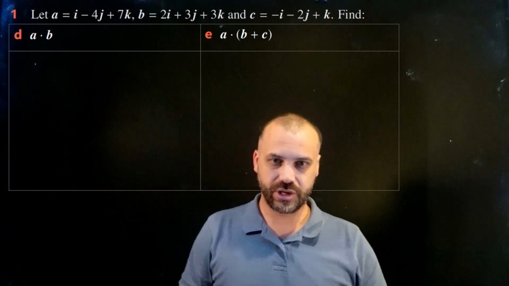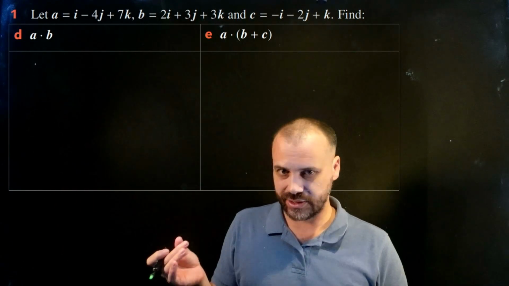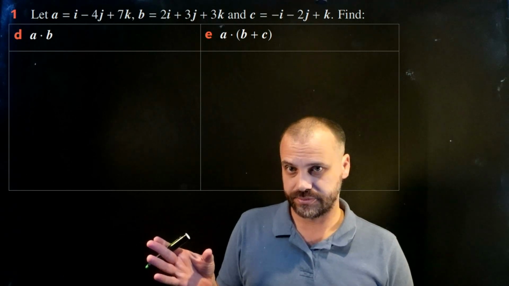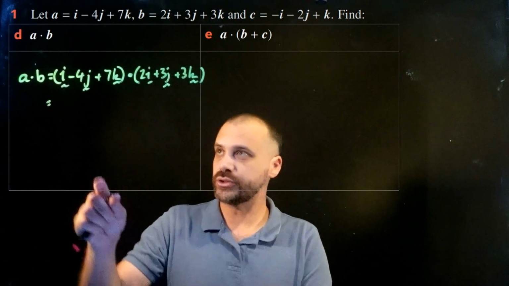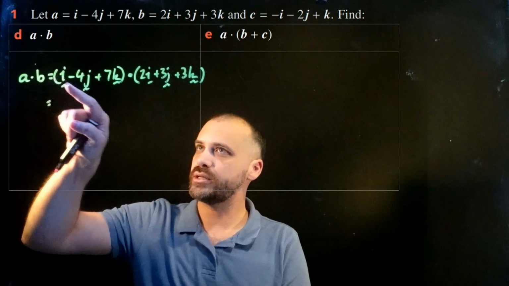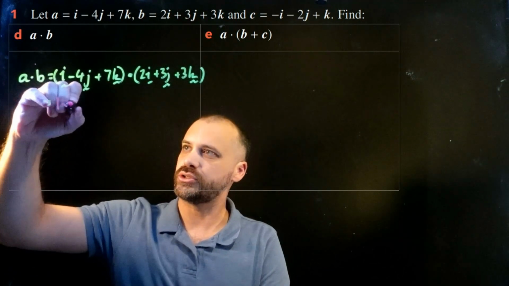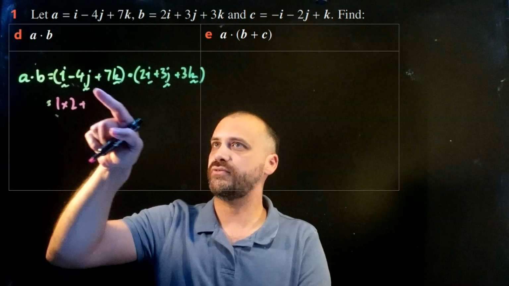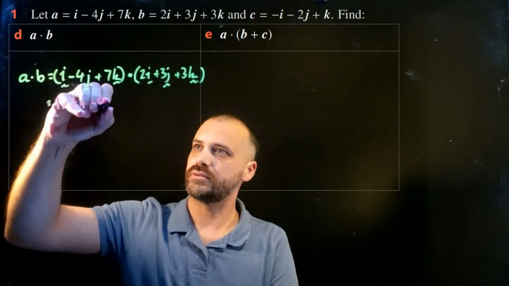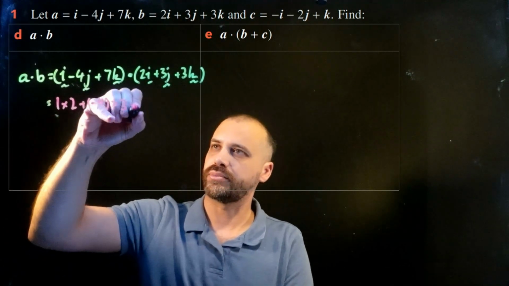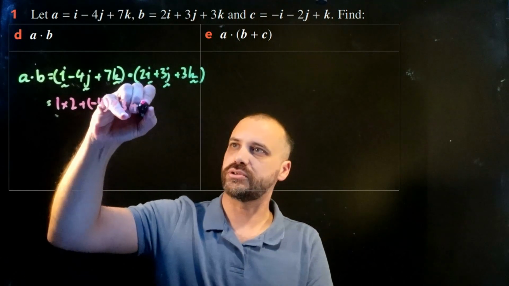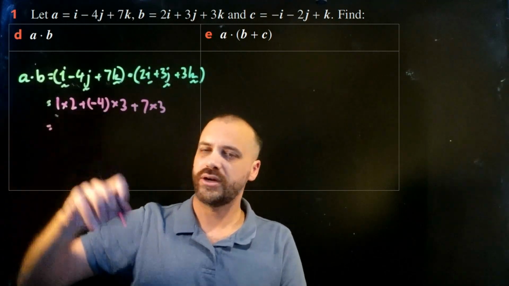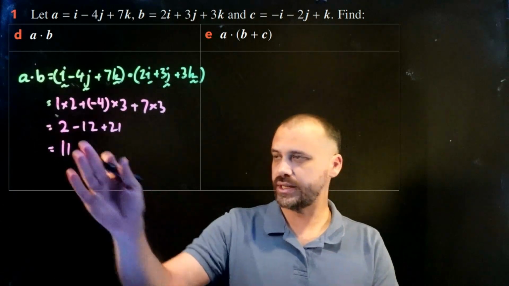We're looking at dot products here, and super simple, works exactly the same as it does in 2 dimensions. So I've written out the first question in full, and then we're just doing 1 times 2 plus negative 4 times 3 plus 7 times 3. All right, and then whatever that is. All right, easy done, 11.